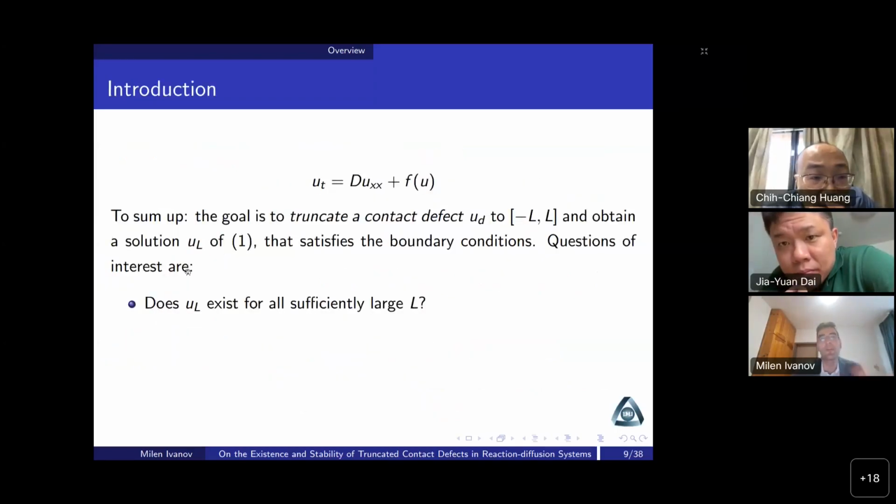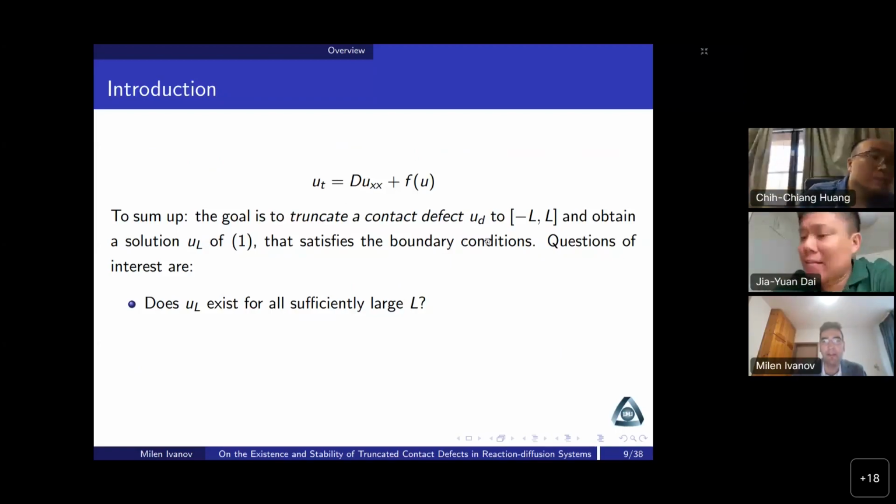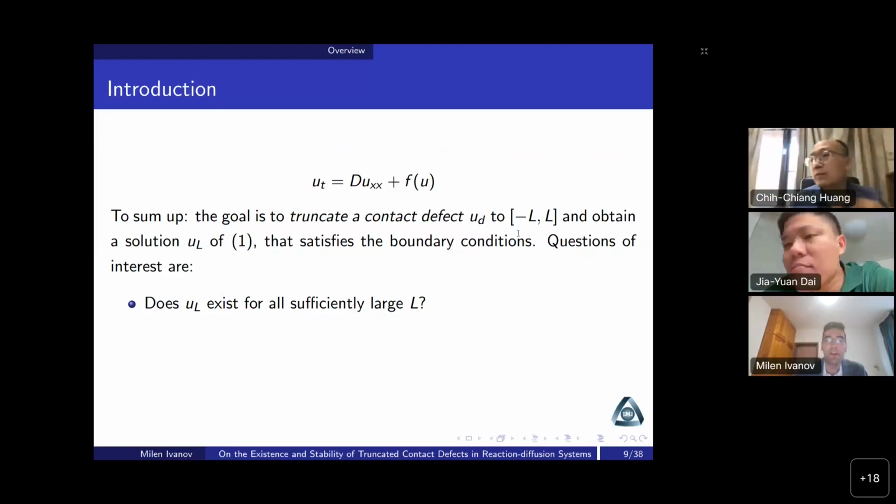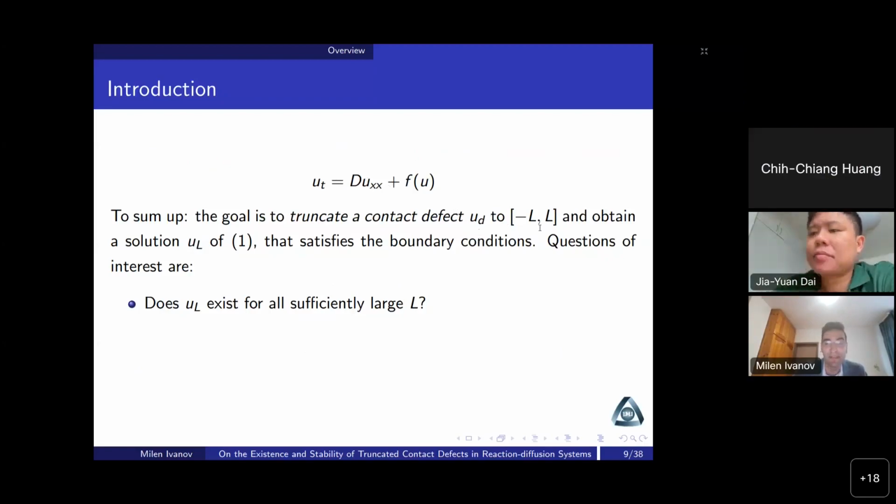So to sum up, as we say, we have this reaction diffusion system, and the goal is to start with the defects and to truncate it to a large interval. I want a solution of my reaction diffusion system which satisfies the boundary conditions. So the question is, can I construct something? Starting from something which is defined on R, can I actually construct something on a bounded interval? And what does that even mean, right?